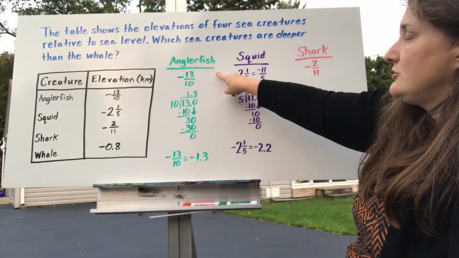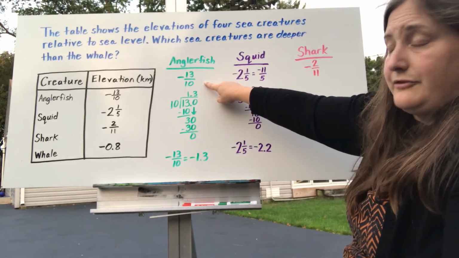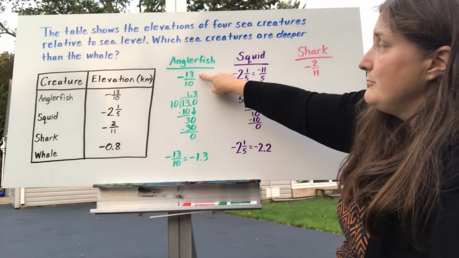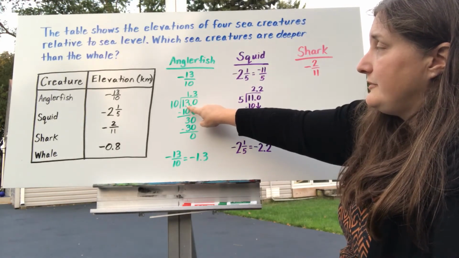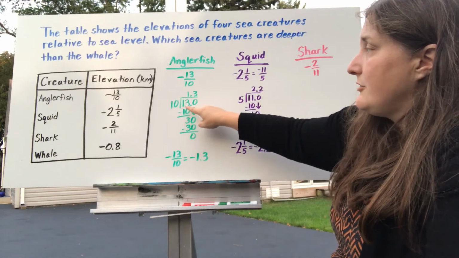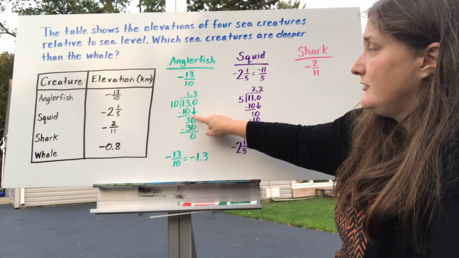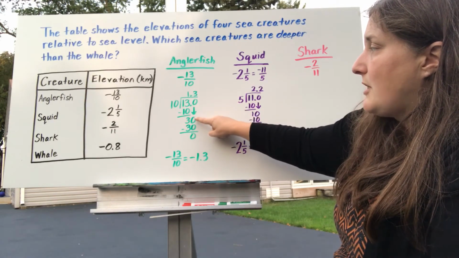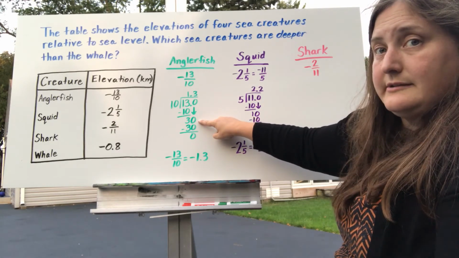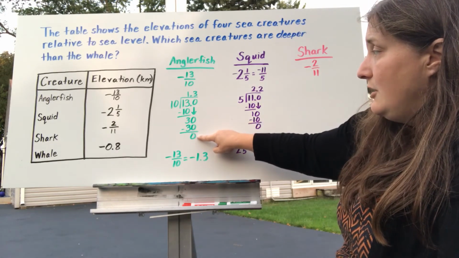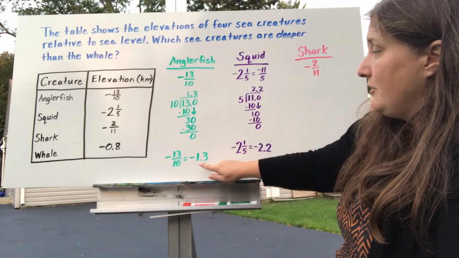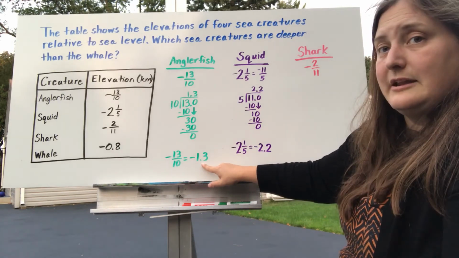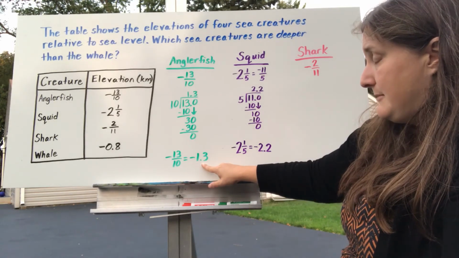So the anglerfish was at a depth of negative 13 tenths. So the numerator always goes on the inside: 13 divided by 10. 10 went into 13 once. I had 3 leftovers, so I added a decimal and a 0 and brought it down. Now I had 30, and 10 goes into 30 3 times. No leftovers. So the depth of the anglerfish is negative 1.3 kilometers.